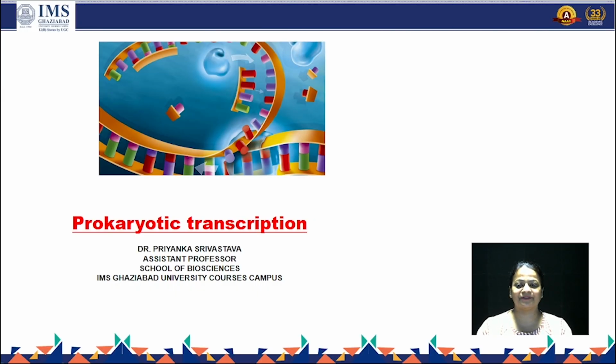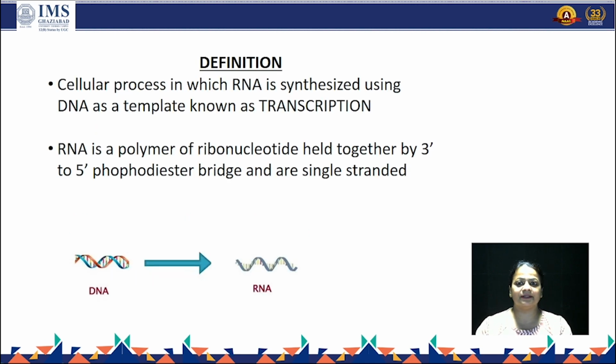I am assistant professor, and today we will be studying prokaryotic transcription. If we go for the definition, the cellular process in which RNA is synthesized using DNA as a template is known as transcription. RNA is a polymer of ribonucleotides held together by 3' to 5' phosphodiester bridges, and they are single-stranded.